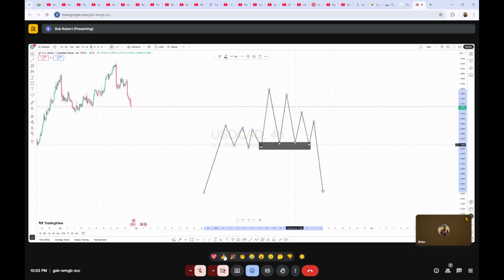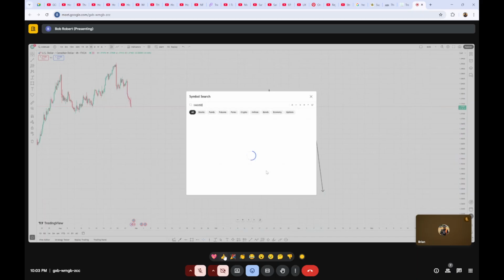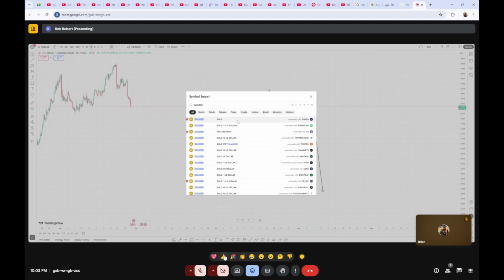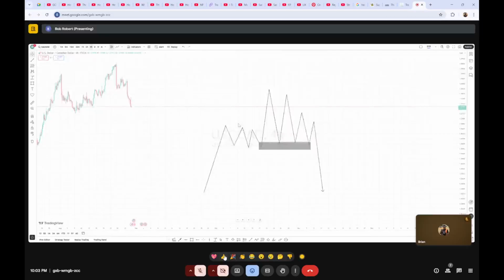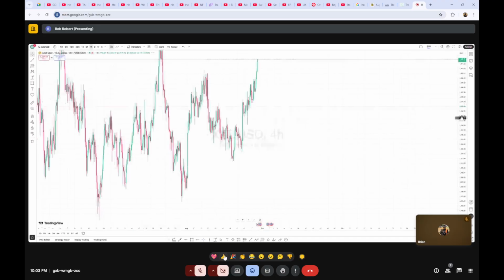So if the zone is fresh, it means the market is going to respect it. In fact, I know I'm going to get a good example from gold. When the market tests a zone several times, it usually takes it out.